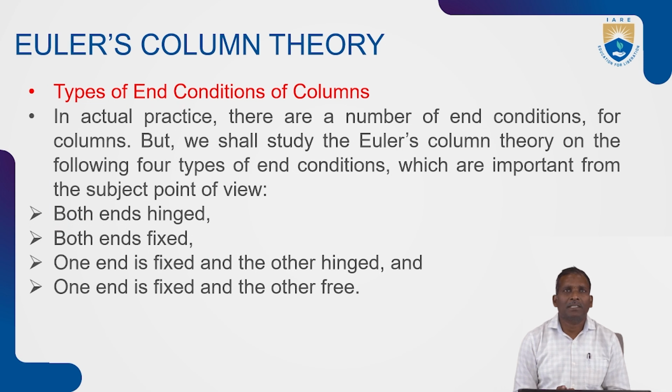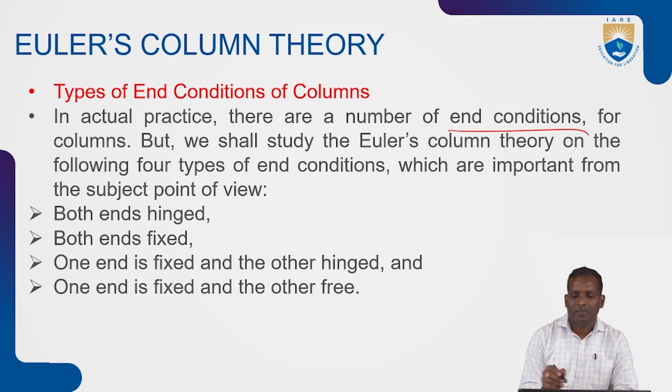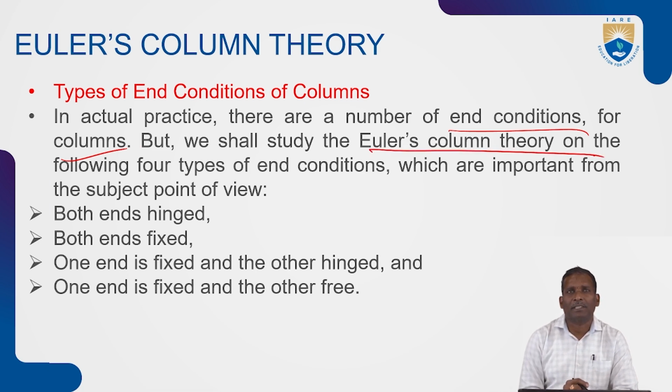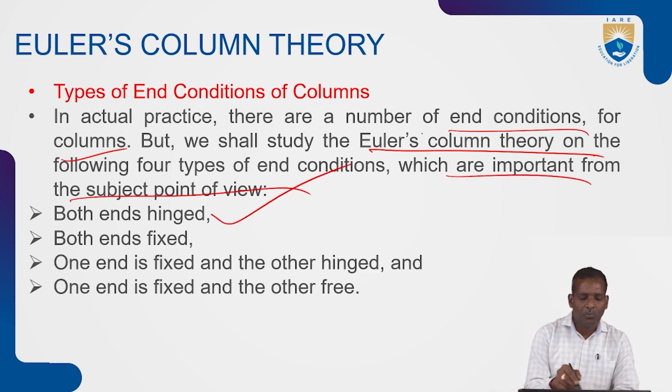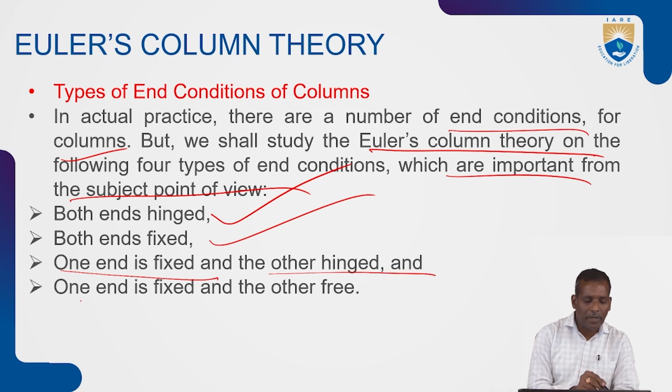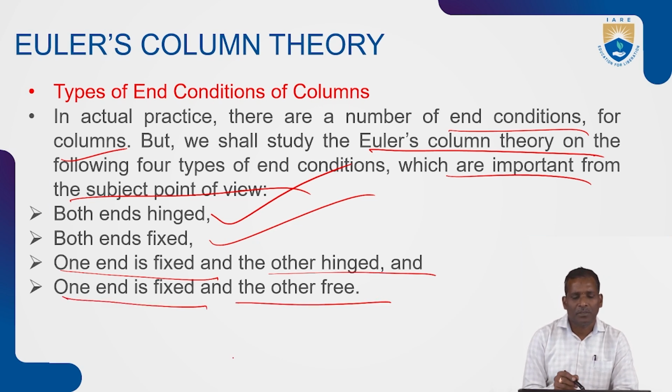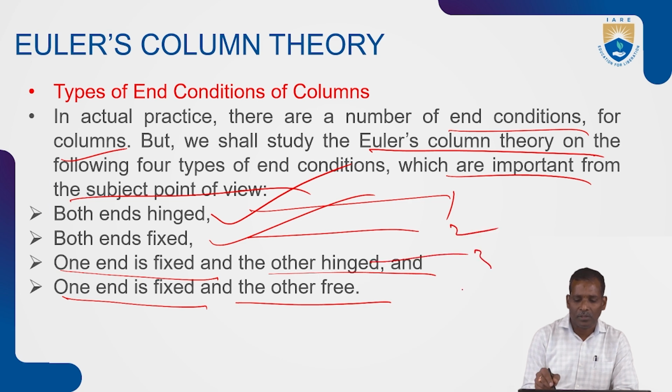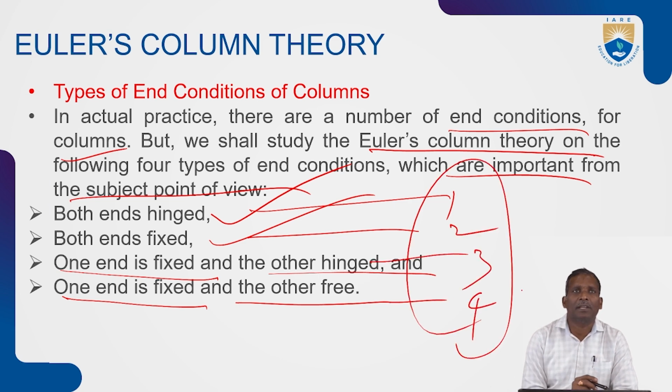Types of end conditions are very important in these columns. In actual practice, there are a number of end conditions. For columns, we shall study Euler's column theory on the following four types of end conditions, which are important from the subject point of view. One is both ends hinged. The second is both ends fixed. The third is one end fixed and the other end hinged. And the fourth is one end fixed and the other free. So these are conditions 1, 2, 3, and 4.